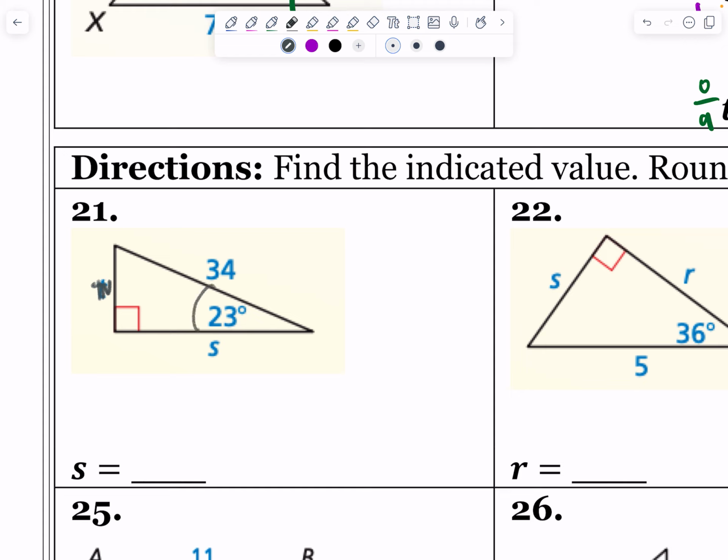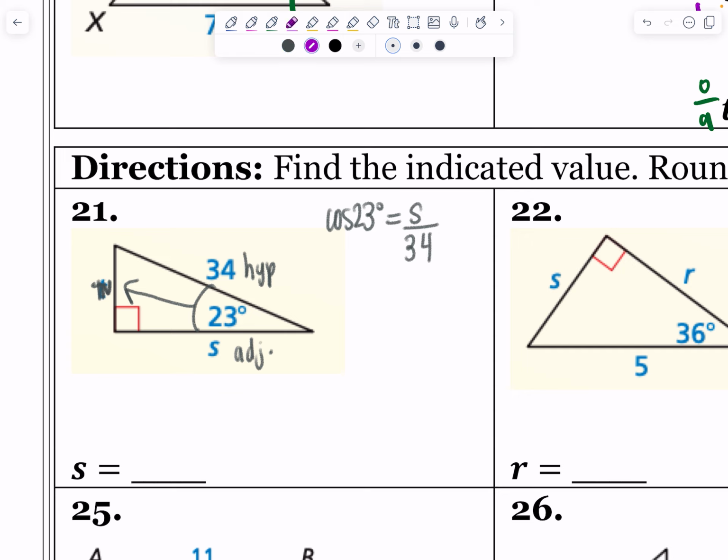From 23's perspective, T would have been opposite. So what is S? S is adjacent, and the 34 is our hypotenuse. So we're going to fill this in. It's going to be the cosine of the angle, which is 23 degrees. From 23's perspective, what was its adjacent? It was S. What was its hypotenuse? It was 34.